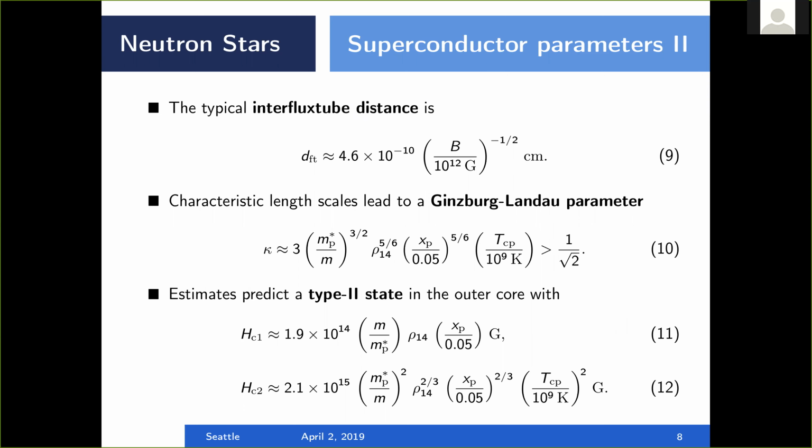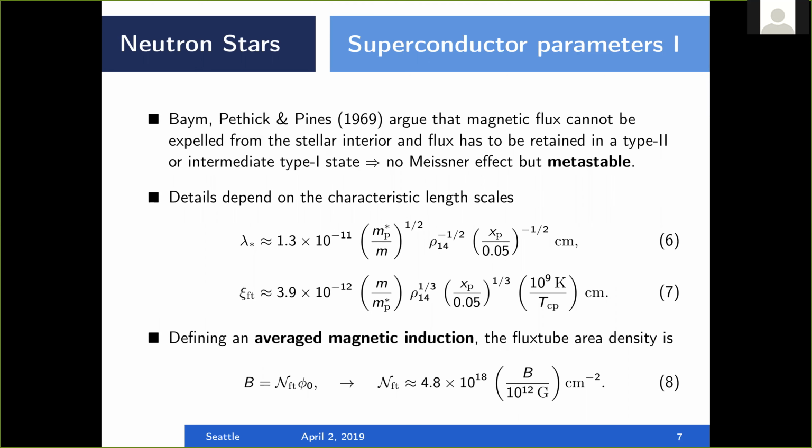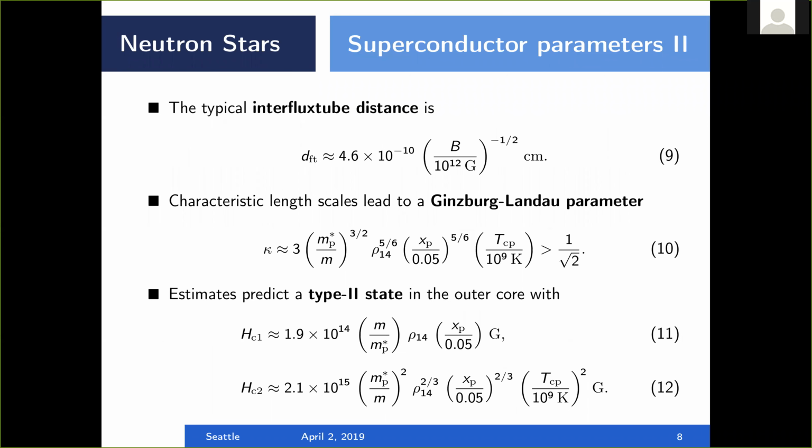Okay, so you can calculate the typical separation, and you find that it's on the order of 10 to the minus 10 centimeters. That's actually getting close to the penetration depth, the length scale over which the field falls off. So you get a lot closer to this value in that case.